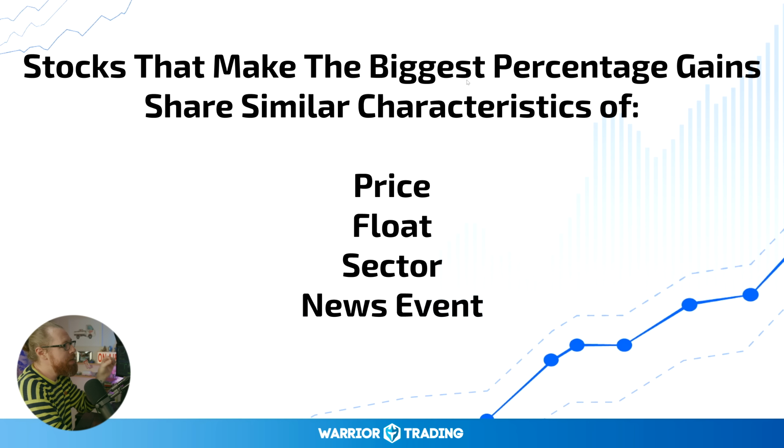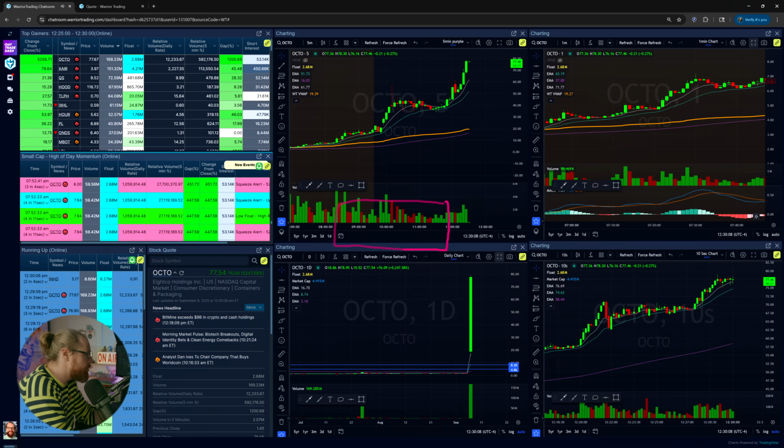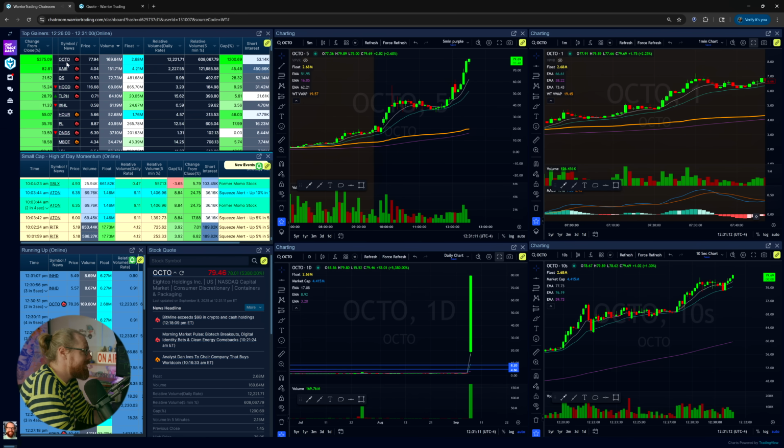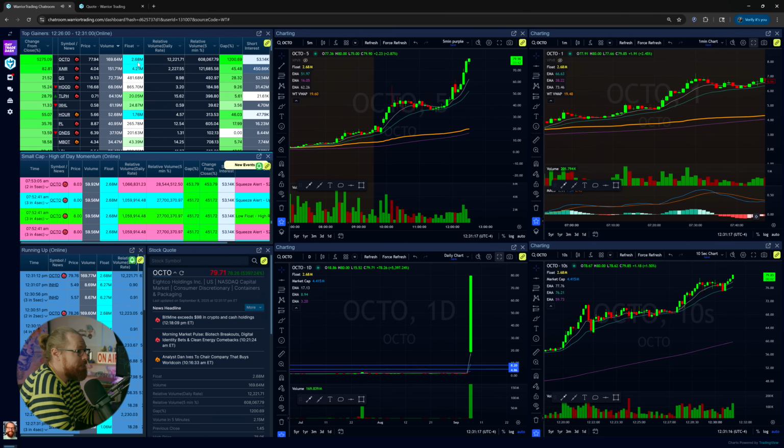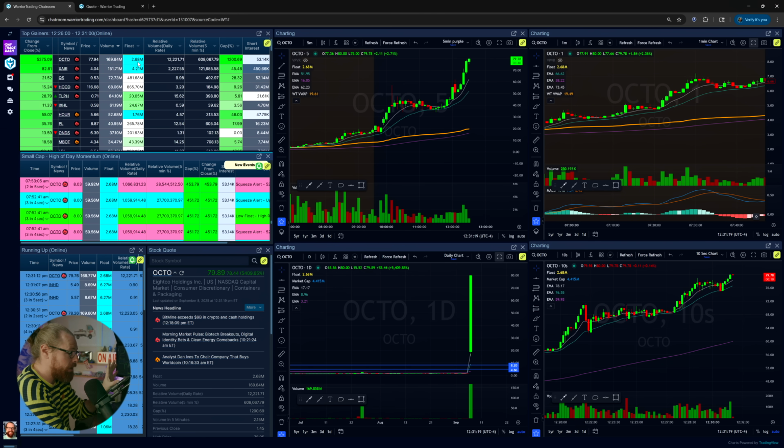So stocks that make the biggest percentage gains, like 5,000% in one day, they always share similar characteristics of price, float, sector, and news. So price, I'm sure you understand what that is. That's the price of the instrument that you're looking at. The float is the number of shares available to trade. And so in the case today of this big move we have, the total float on OCTO is 2.68 million shares. That's it. That's all the shares that they've issued and that are available to trade. So right now, it's traded with 169 million shares of volume.